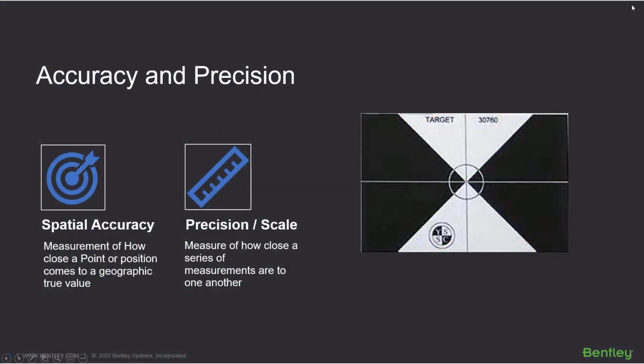To begin with, we want to look at accuracy and precision. Spatial accuracy is the measurement of how close a point or position comes to a geographic true value. In other words, how close a point comes to the position on the Earth that we say that it is. Precision and scale has to do with measuring. Here we measure how close a series of measurements are to one another.